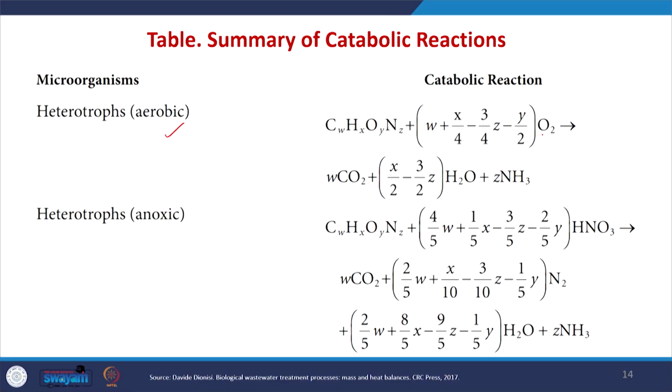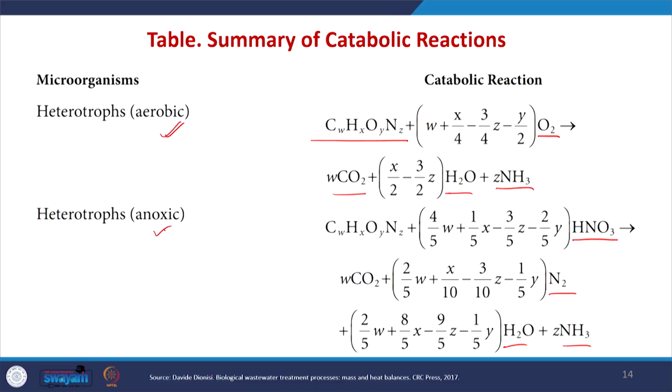Now, the summary of catabolic reactions can be written here. In the aerobic condition, we have oxygen. In the anaerobic condition, we have nitrate. Under aerobic condition, oxygen is used and the carbon source is converted into CO2, H2O and ammonia, and in the anaerobic condition, HNO3 is converted into nitrate, H2O and NH3. One reaction occurs under aerobic condition, the other under anoxic condition.